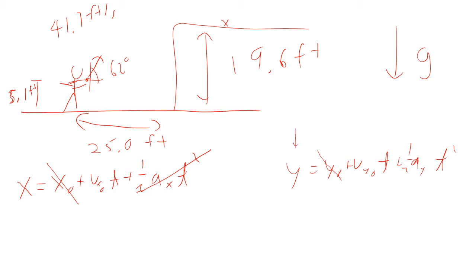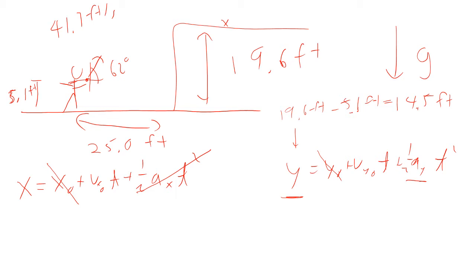Means the final y is going to be 19.6 minus 5.1 feet. And so that will be 14.5 feet. So that's going to be the final y. So that means I know this, from the origin, I know what that's going to be over here.